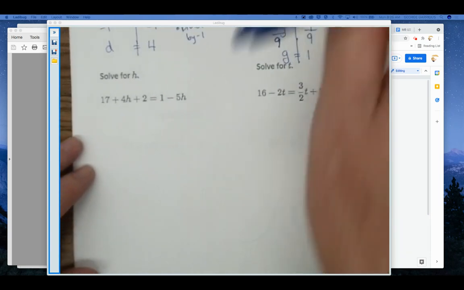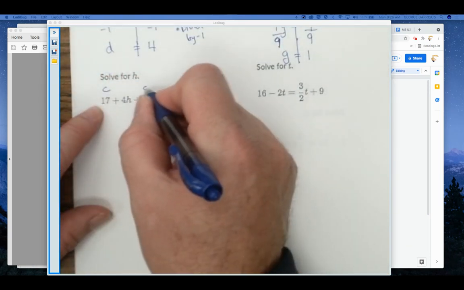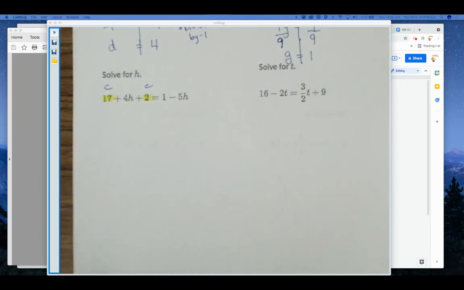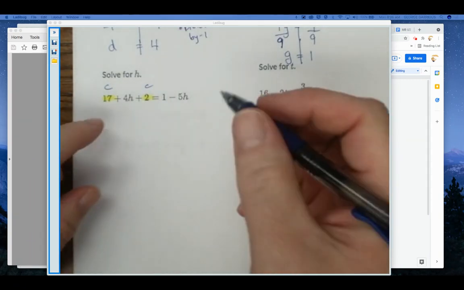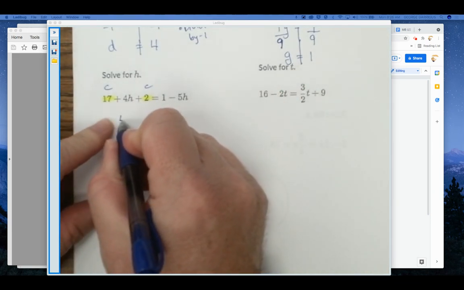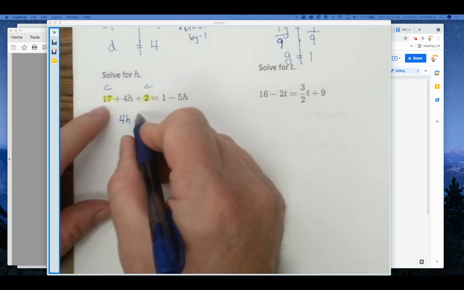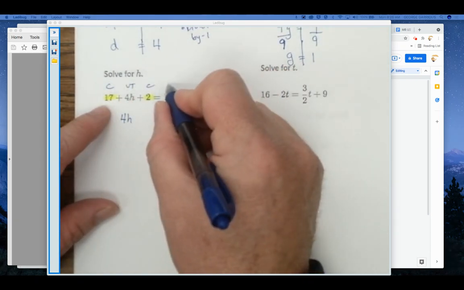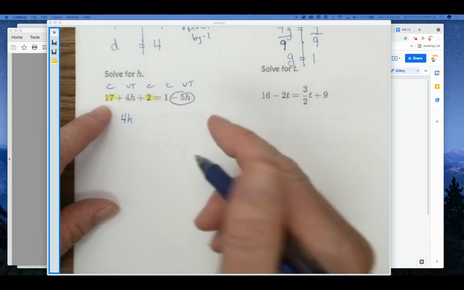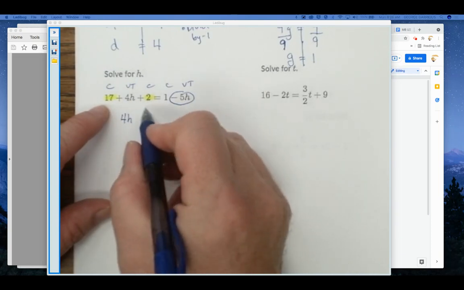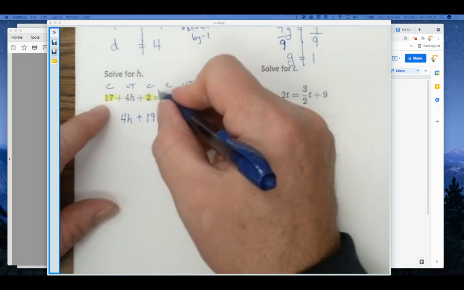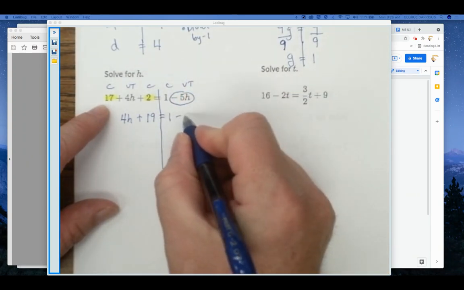So we have the same situation here. Notice that we have 2 constants on the left. We need to combine that in the first step. Now, in these examples, you want to write your variable term first as a rule. We call that descending order. So I'm going to write the 4h. I have my variable term, my constant, my variable term. Now, remember, the variable term includes this negative, so that's going to be important here. 17 plus 2 is 19 equals 1 minus 5h.